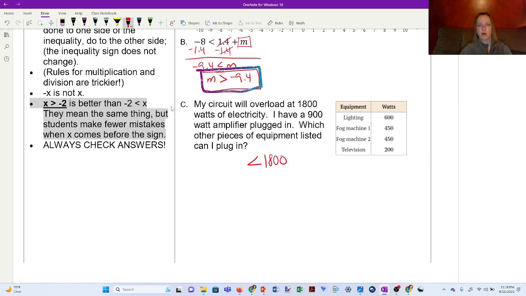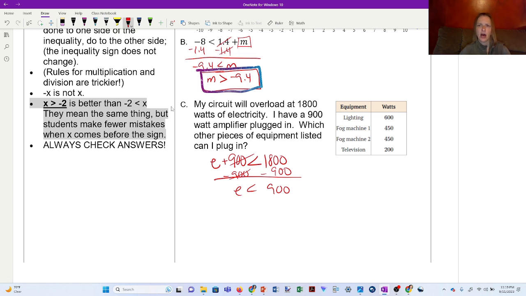So this is whatever electricity that I have. I have 900 watts already plugged in, and I want to know how much additional wattage I can add in. So this represents what I have in my inequality thus far. If I subtract 900 from both sides of the inequality, I get E is less than 900 watts. So I can choose electrical equipment that adds up to less than 900.